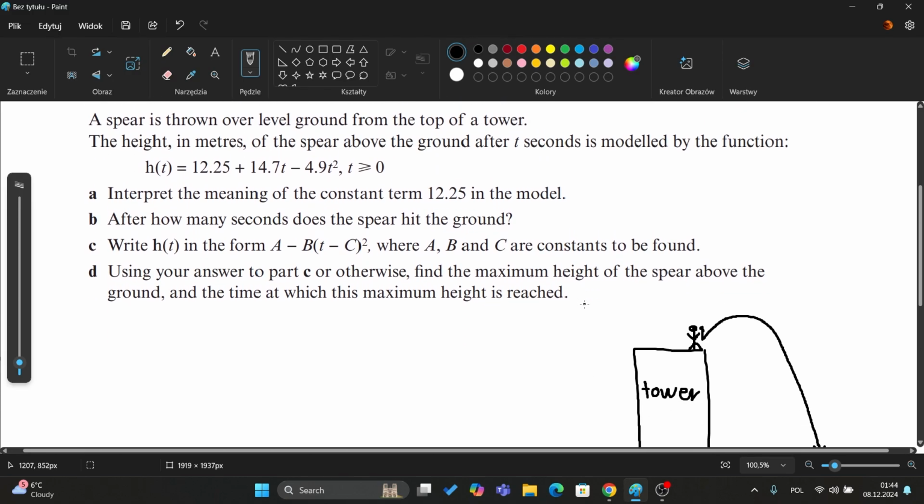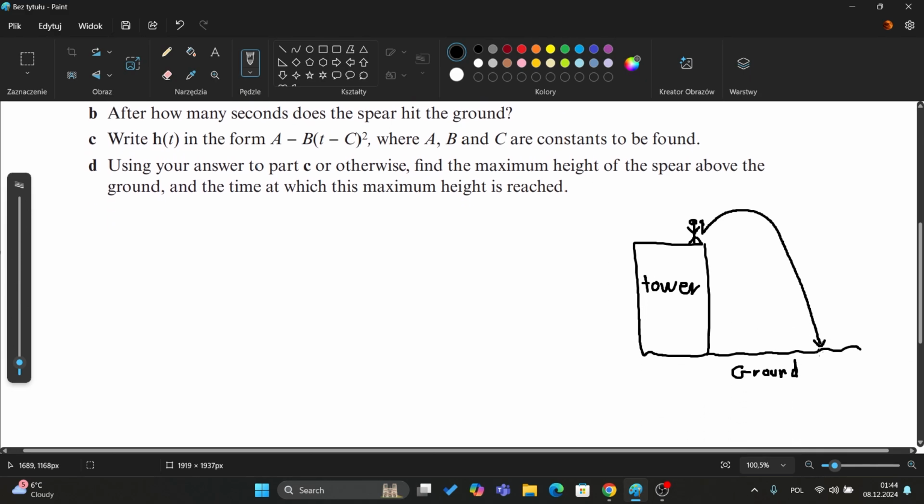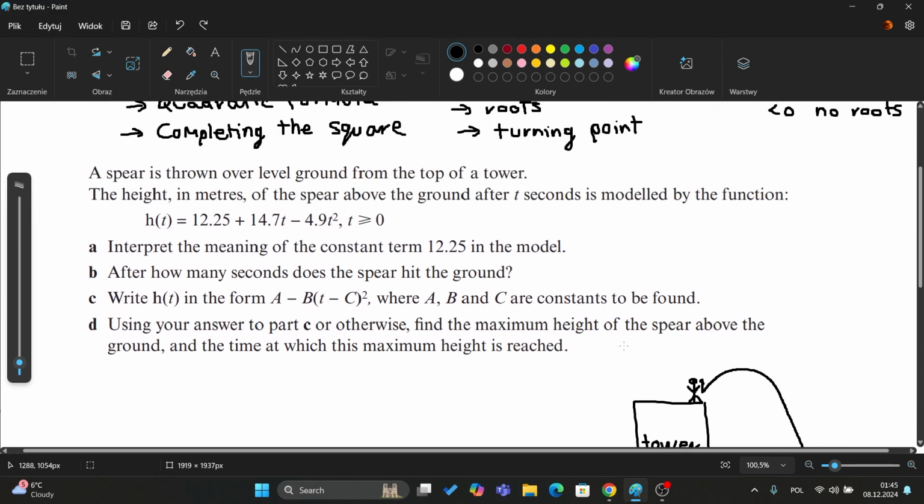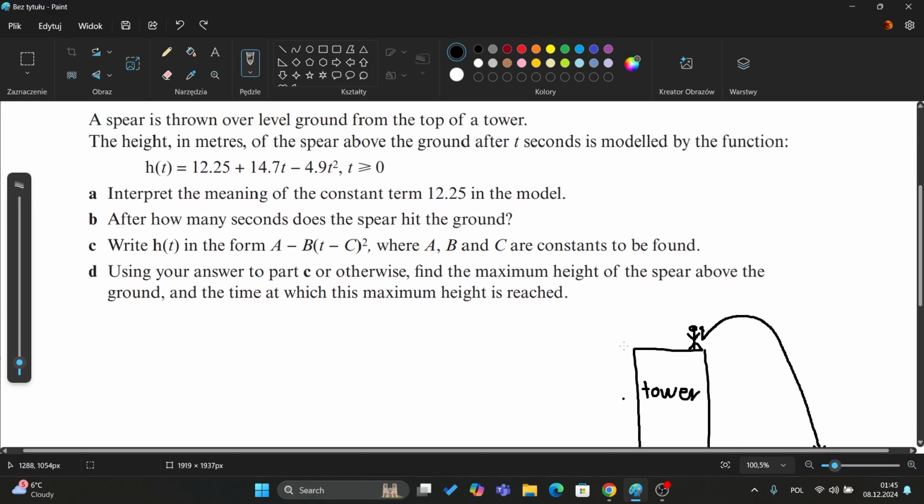The height in meters of the spear above the ground after t seconds is given by the equation. Basically here we could model this as a quadratic equation, because we have the highest point over here of where the spear is, and also when it hits the ground, that is going to be when the height is 0. So h is the height and t is the time.